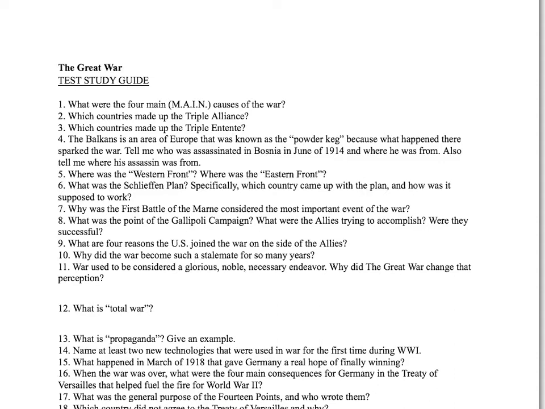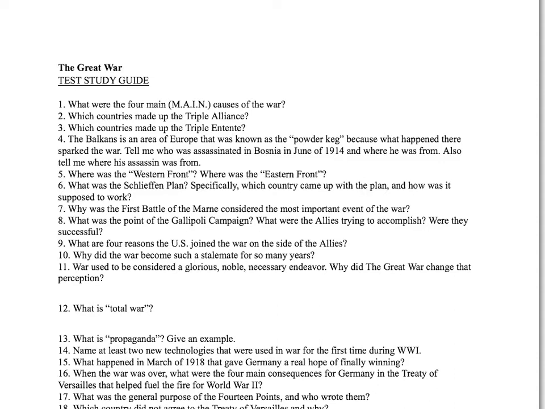And then you have to tell me where his assassin was from. Serbia is your answer there. You don't have to name the assassin. You just have to know he was from Serbia. Okay? So, Archduke Franz Ferdinand from Austria was assassinated by a Serbian, a guy from Serbia.